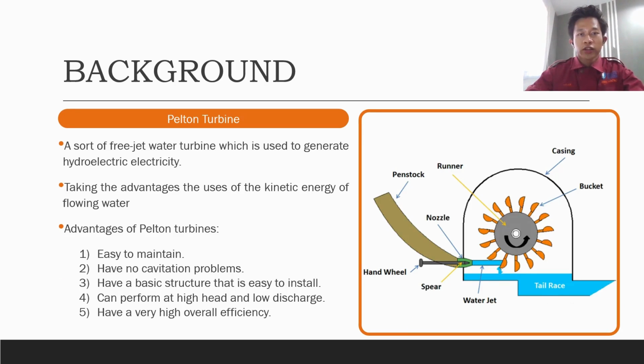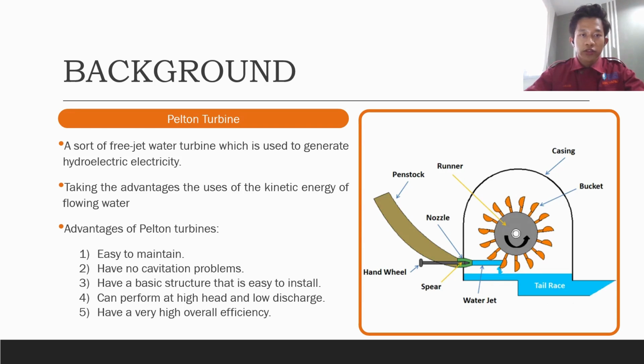Generally, the Pelton turbine is a sort of free jet water turbine which is used to generate hydroelectric electricity. It is one of the first green technologies, taking advantage of the kinetic energy of flowing water to replace wood and coal. The figure here shows the components available on the Pelton turbine. Some of the advantages of these turbines are that they are simple to maintain, have no cavitation problems, have a basic structure that is easy to install, can perform at a high head and low discharge, as well as having a high overall efficiency.